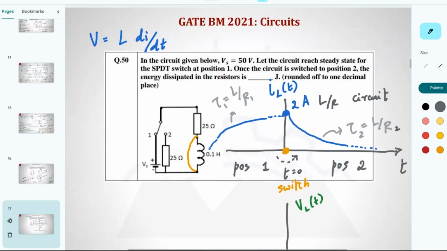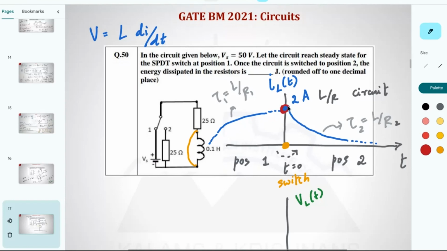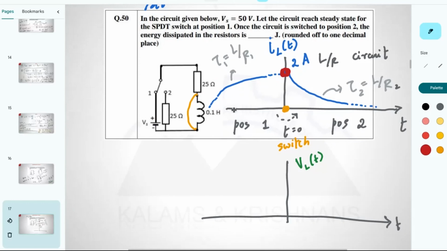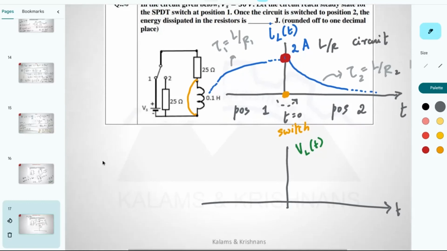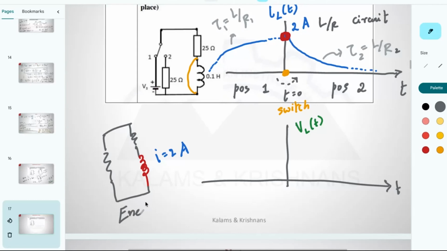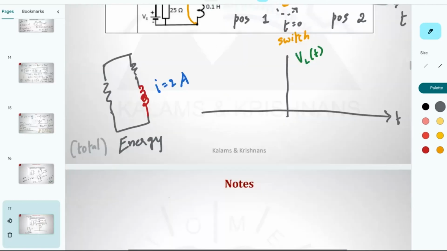Once the circuit is switched to position 2, the energy dissipated in the resistor. All this energy initially, that is the only energy source in position 2, needs to be dissipated. So what we have here is this. You have a current in this inductor that happens to be I equals 2 amps. That's the initial energy in the inductor that will eventually be dissipated. So we should say technically total energy. Energy is presumed to be energy dissipated in the resistor.